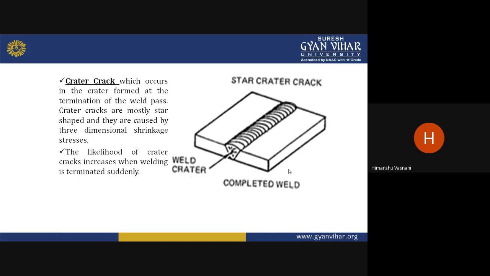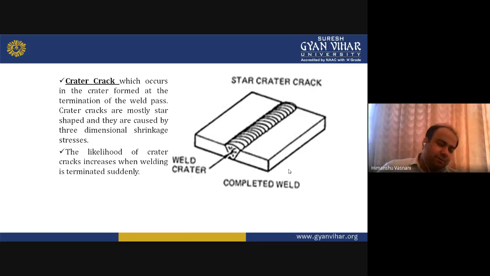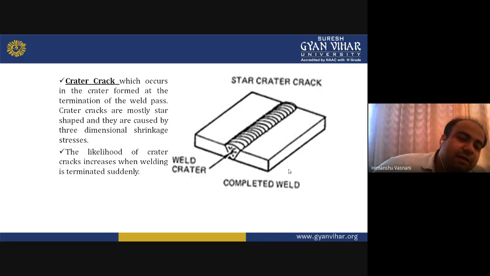They are caused by three-dimensional circular lines. Obviously, when it is going to a star shape, it is not able to shrink from all directions, and only then does such a crack occur. The likelihood of crater cracks increases when the welding is terminated suddenly. It means you are doing a welding, so don't try to overdo it, or try to do it too fast. Just do it at a proper pace so that each and every step is done correctly.